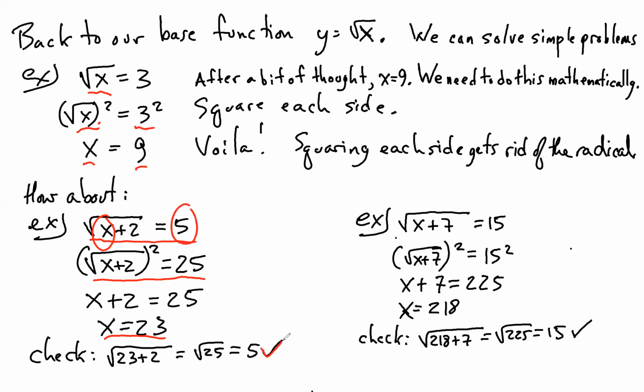The second equation, the second function over here that we're trying to solve, same idea: square each side, find out x, and check your answer. Checking your answer is ultra important because when you square each side, like you did right here, that can take things that are negative and turn them into something that's positive and introduce an error unbeknownst to you. So check your answers.